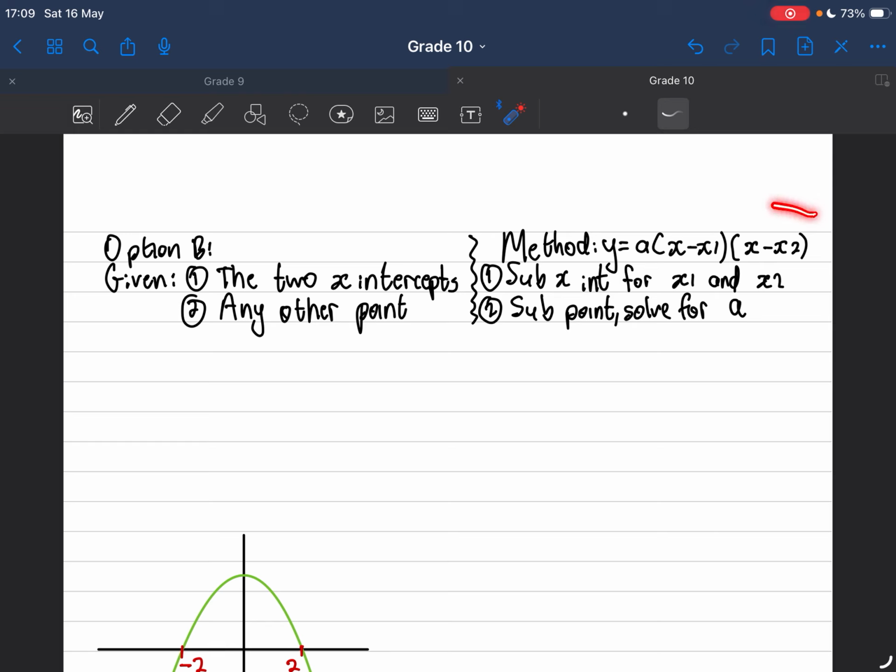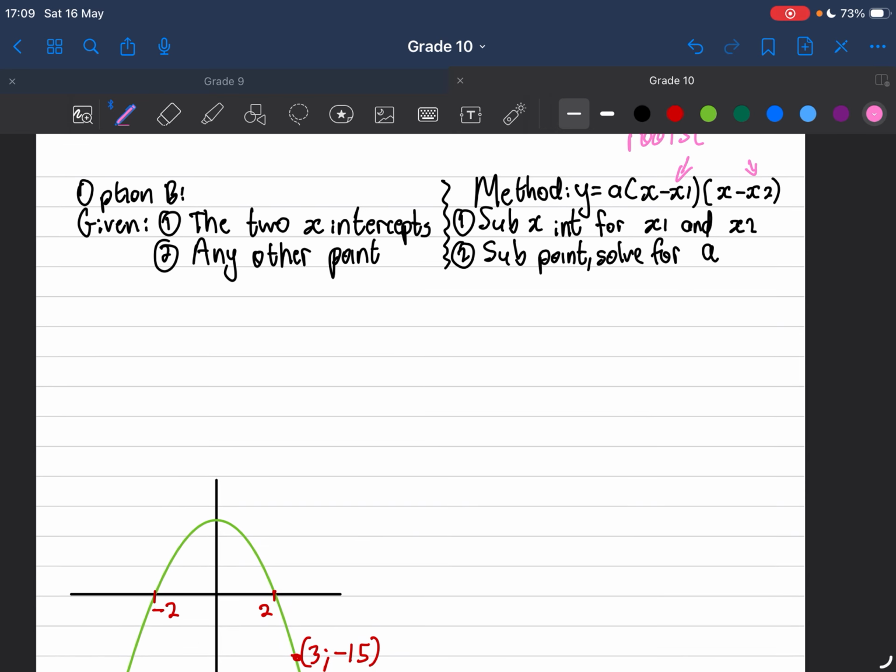The method is a bit different. You have to use this equation. I call it a roots equation. I don't know if it's actually called a roots equation, but the reason it's being called that right now is because x1 and x2 are the roots, and the roots of a parabola are basically the x-intercepts. So in our functions, we call the roots the x-intercepts, okay? So the x1 and x2 are our two roots.